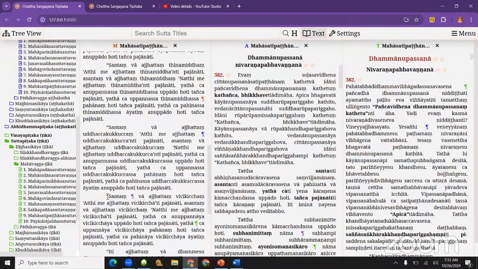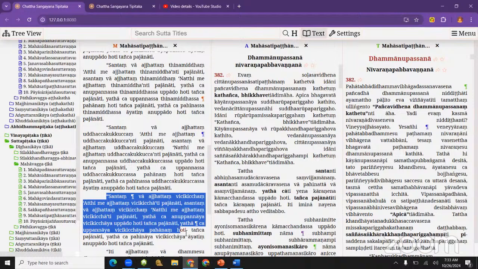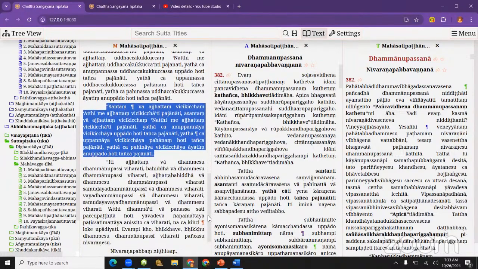How it says, Buddha has given this account. Santang va ajjatang vichikicchang attime ajjatang vichikicchanti pajanati. Asantang va ajjatang vichikicchang nattime ajjatang vichikicchanti pajanati. Yathacha anuppannaya vichikicchaya uppado hoti tancha pajanati. Yathacha uppannaya vichikicchaya pahanam hoti tancha pajanati. The fourth one. And the last one, Yathacha pahinaya vichikicchaya ayating anuppado hoti tancha pajanati. So what is the meaning? The same way you need to understand. So then Buddha continued to the last hindrance in this way.